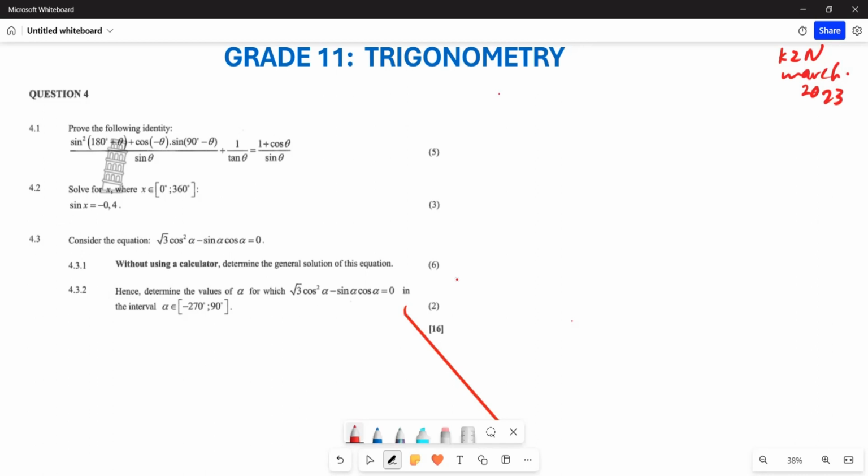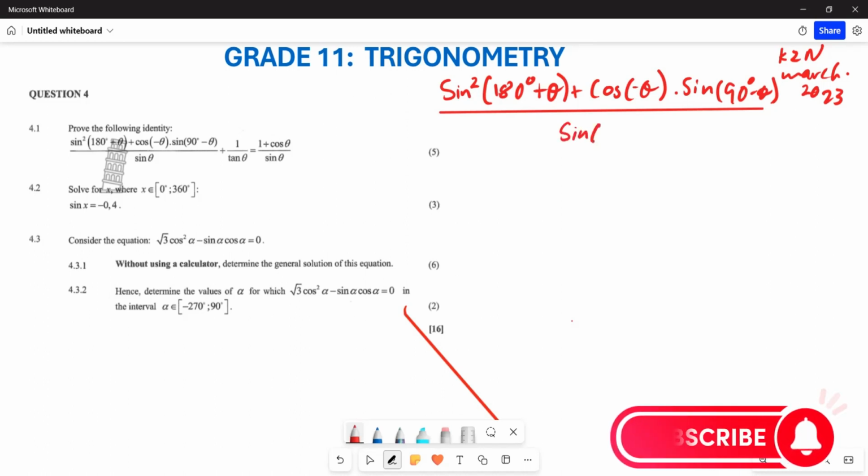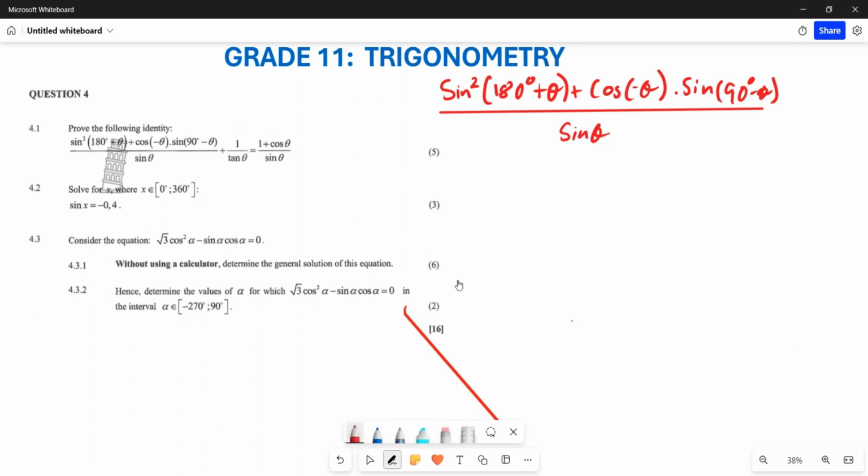Now let's start here. What is it that you're given? You're given sine squared of (180 degrees plus theta), plus cos of negative theta multiplied by sine of (90 degrees minus theta), all over sine of theta. Altogether, this is over sine of theta plus 1 over tan of theta.